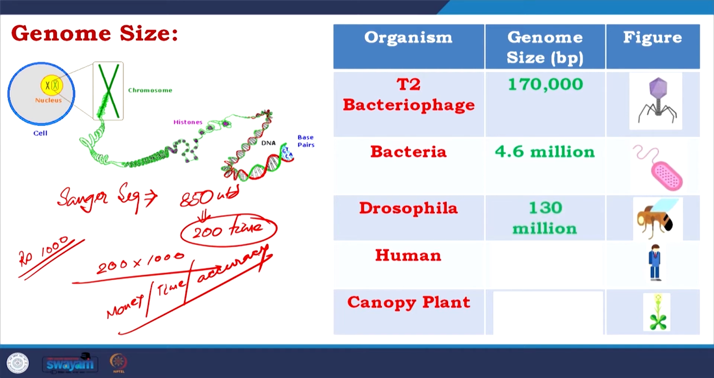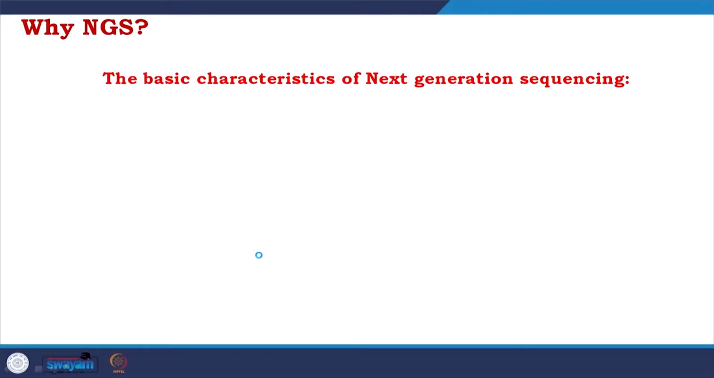Drosophila, the fruit fly which you commonly see in fruits, has 130 million. Human, 3.2 billion. Canopy plant, 150 billion. So now you probably understand there needs to be massive parallel action. Even if Sanger is perfect and very accurate, you cannot utilize it singly to scale from gene to genome. And that's why next generation sequencing appeared.